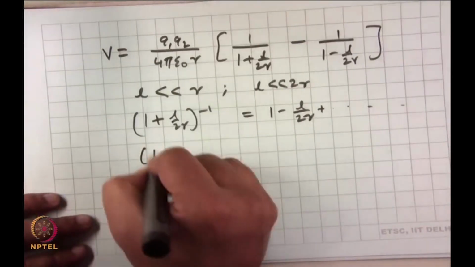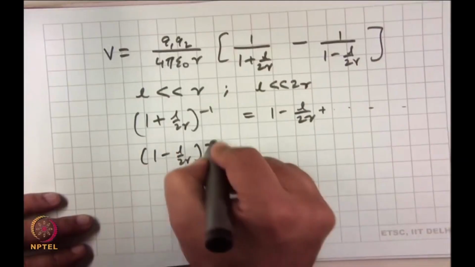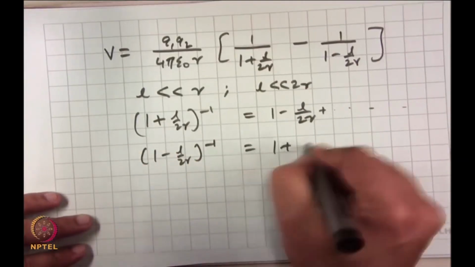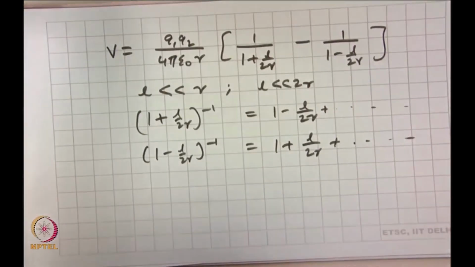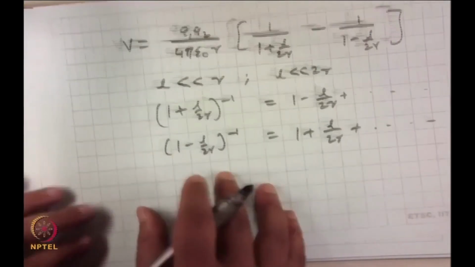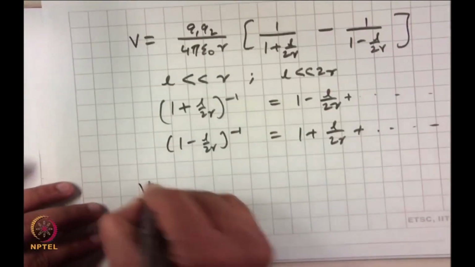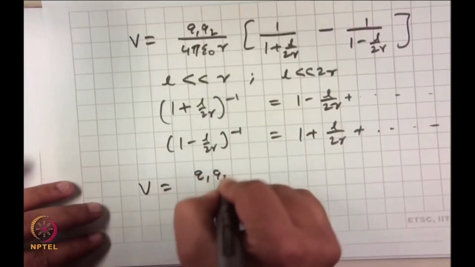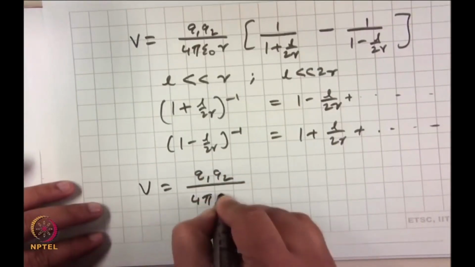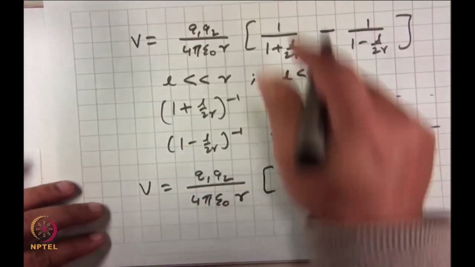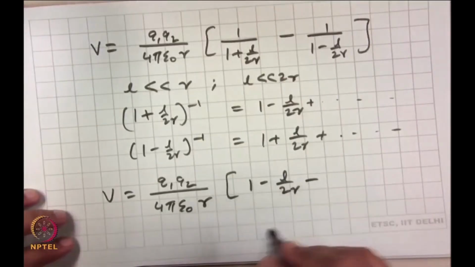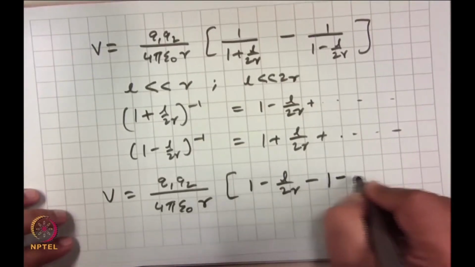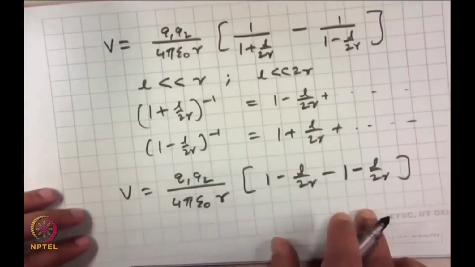The same thing happens for 1 minus L by 2R to the power minus 1. What should this give me? 1 plus L by 2R plus, you neglect the higher terms. Okay, you with me until that point? So now see how it simplifies it. So I have V is equal to Q1 Q2 by 4 pi epsilon 0 R. Then what is the first term coming to be? 1 minus L by 2R. What is the next term to be? 1 plus L by 2R, right? Okay, is everybody following that?